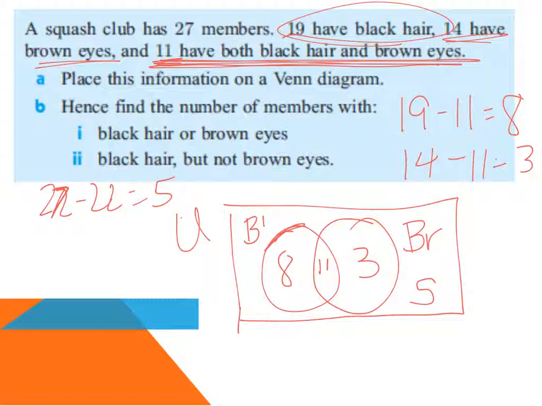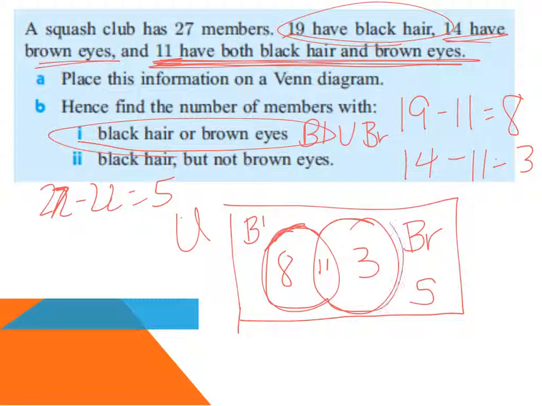So then find the number of members with black hair or brown eyes. So we're looking for either or. Doesn't mean they have to have both. Well, that means we're looking for the union. So we're looking for basically the union of black hair and brown eyes. So if we look at the union, we're going to add everything up that are in all the circles. So we get 8 plus 11 plus 3, which we've already said is 22. So there are 22 elements in the set of black hair or brown eyes.